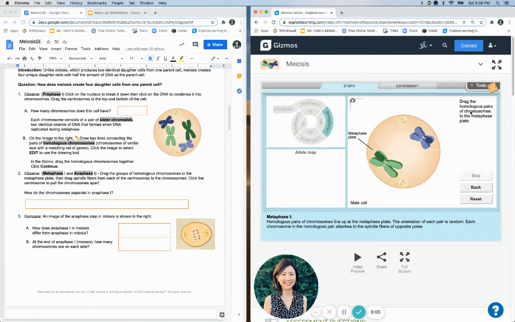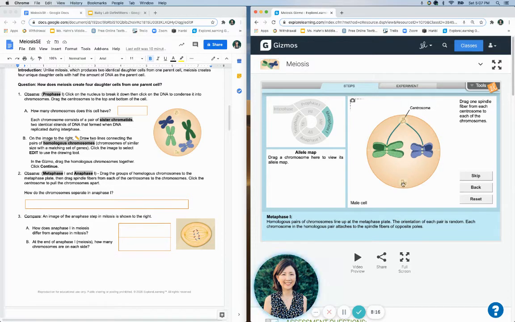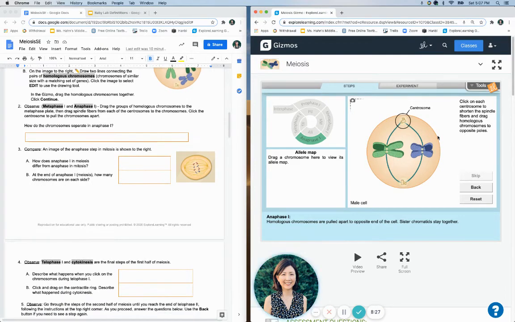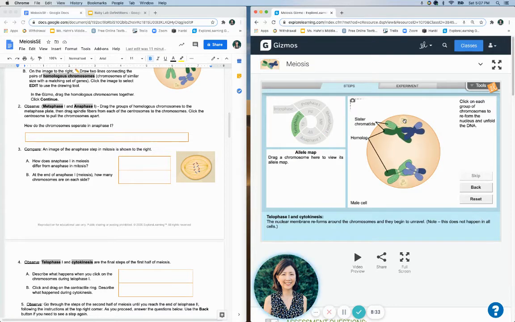So then here we get to metaphase. You're going to line them up in the middle. Meta starts with an M, middle. And then you're going to add the spindle fibers so that they can make sure the chromosomes divide evenly and the right number go to each side of the cell. We click on the centromeres, and the centromeres kind of reel them in. And now you've got one homologous chromosome on each side.